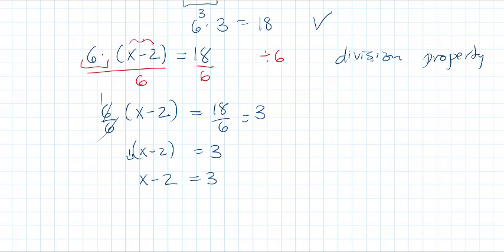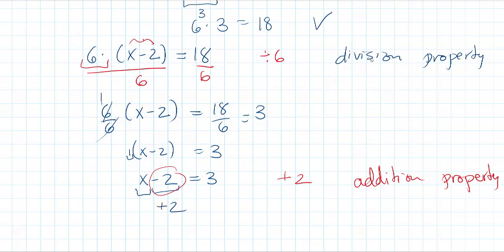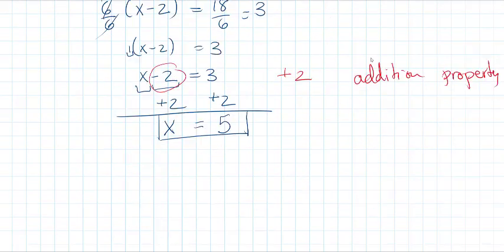Now, in order to isolate our x, we will use the inverse operation to minus 2, which is just addition of 2, right? So we'll be using the addition property. And we remain with x minus 2 plus 2, which is just x, right? These two cancel. And we have 3 plus 2, which is 5. So x equals 5.